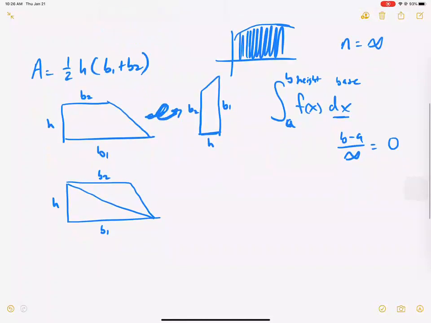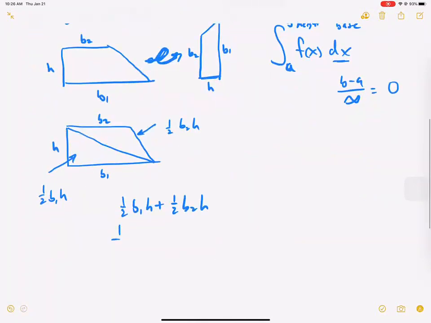If you look at the area of this one triangle, it is 1/2 base times height. The second triangle is also 1/2 base times height, the area of a triangle. If we add them together, we get 1/2 base 1 height plus 1/2 base 2 height. They both have a 1/2 and they both have a height, so 1/2 height times (b1 plus b2). That is the equation from geometry for the area of a trapezoid. It's really just two triangles, which is kind of cool.